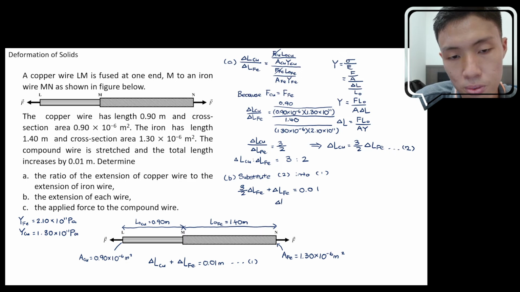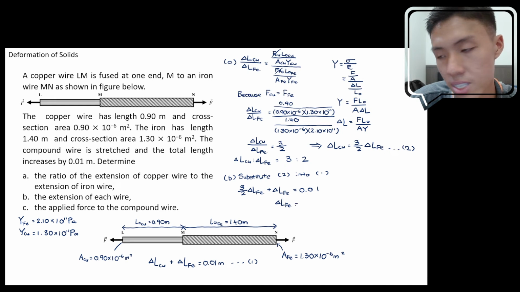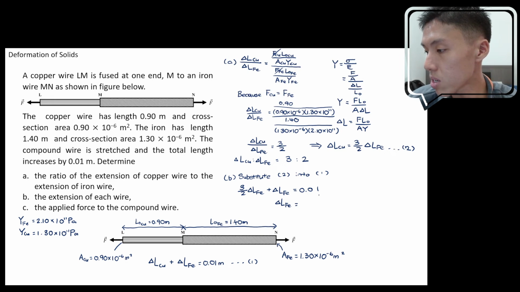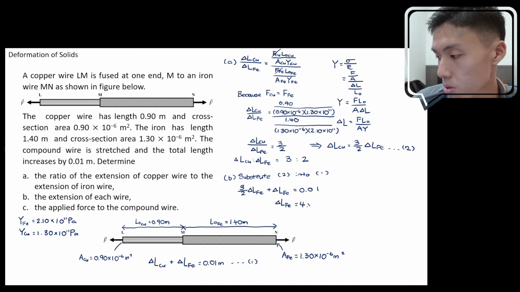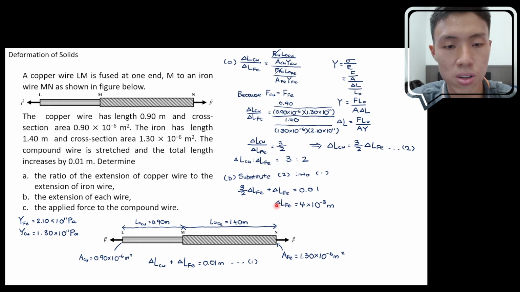And I believe if you do everything with your calculator, you get the extension of iron to be equals to, what's the extension of iron? 4 times 10 to the power of negative 3 meter. And once you have obtained the extension of the iron, to find the extension of the copper is just using this value, plug it back inside here to find the extension of copper.